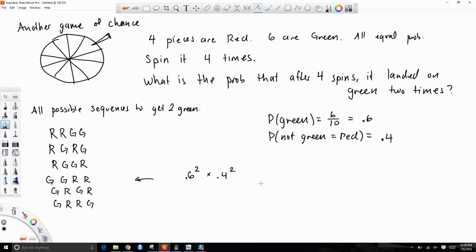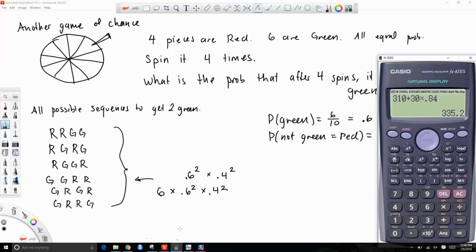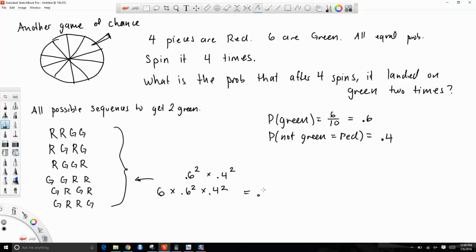Is that okay? All of these will have the same probability, so the total probability is 6 times 0.6 squared times 0.4 squared. I don't know what that comes out to be, I guess we can calculate it. 6 times 0.6 squared times 0.4 squared, and that probability is 0.3456. It's kind of an interesting coincidence there. All right.